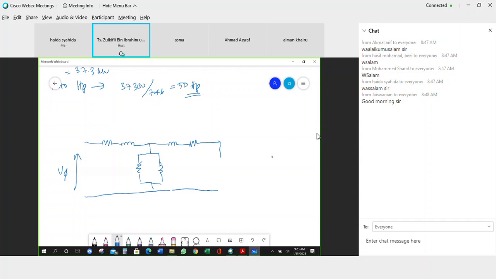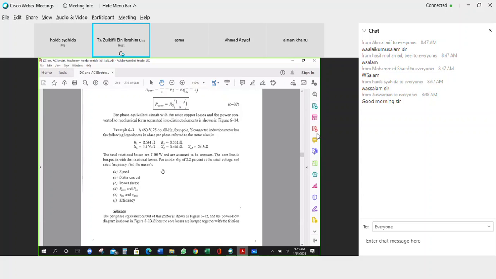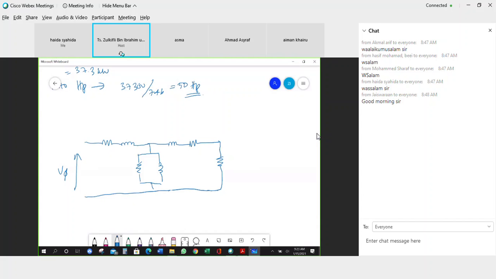Now you need to include these figures: your R1, X1, R2, X2, and XM. This is your jXM, the magnetizing reactance. Here is your jX2, this is your R2, this is your R1, and here is your jX1. Of course, RC is equal to 0, because it is not given. Here will be your I2, and here will be your I1.